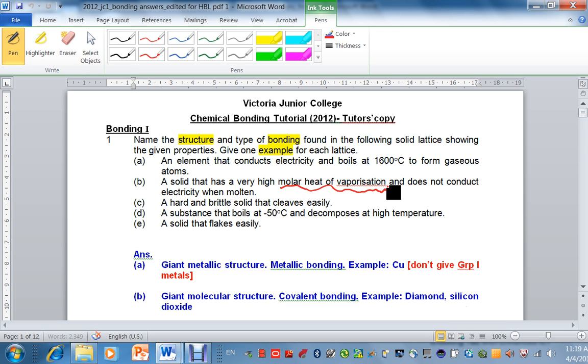Here you are told that this solid has a very high boiling point and does not conduct electricity when molten. So this tells you that definitely it's not an ionic structure. And because it has high boiling point, it's a giant molecular structure. Examples will be diamond and silicon dioxide. Take note, graphite will not be accepted as an example because graphite is a conductor of electricity.